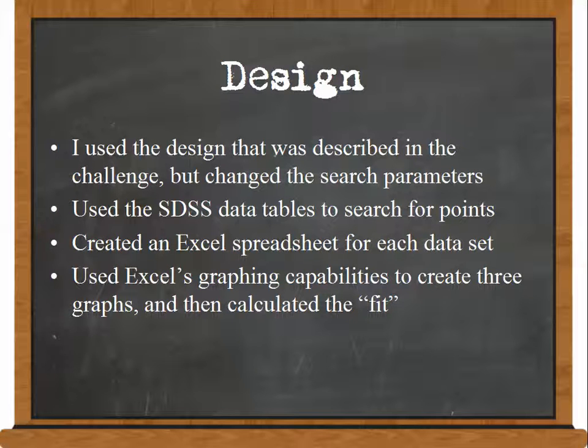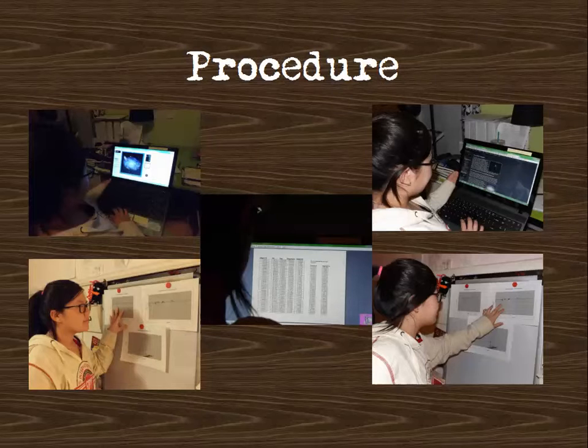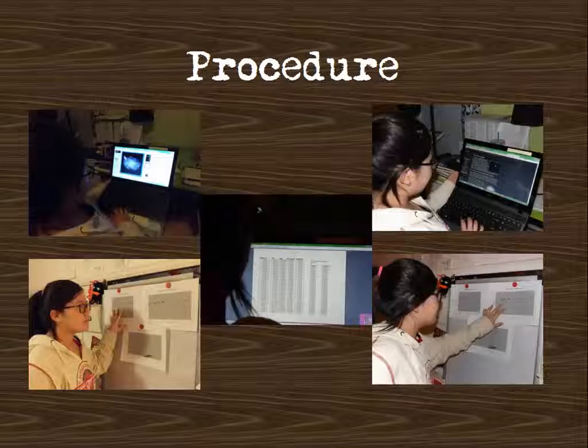My design was pretty straightforward because I used the design that was described in the challenge. I did, however, change a couple of the search parameters to make them more specific than what they had originally entailed. I also used the SDSS data tables to search for the points that I needed, and I created an Excel spreadsheet for each dataset. Then I used Excel's graphing capabilities to create 3 different graphs and then calculated the fit, or the accuracy, of each of the graphs. These are some pictures of me during my experiment.